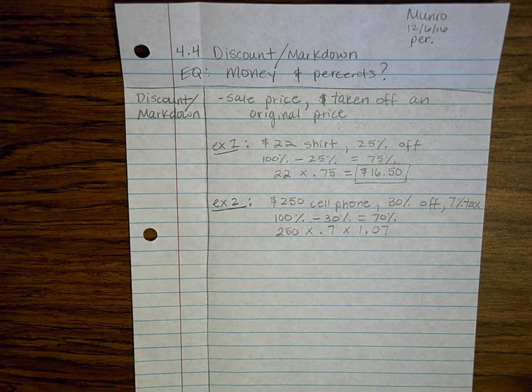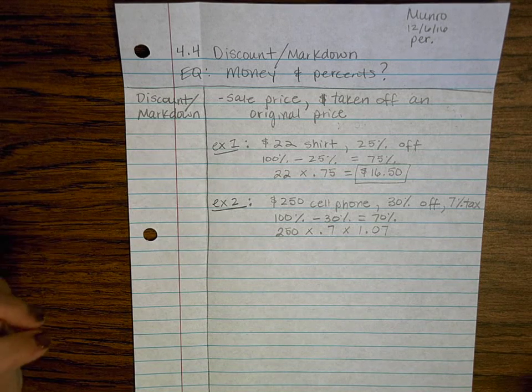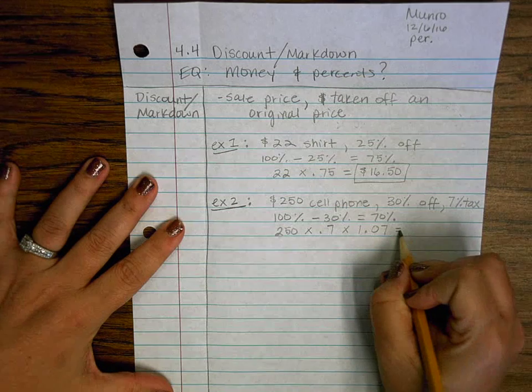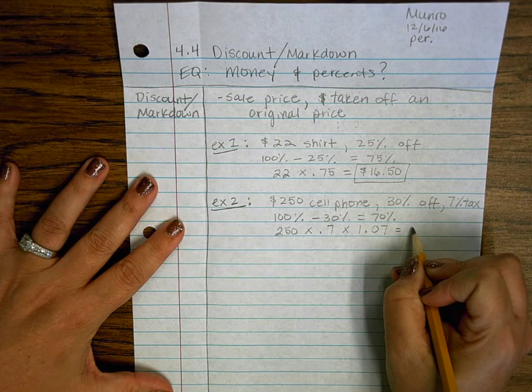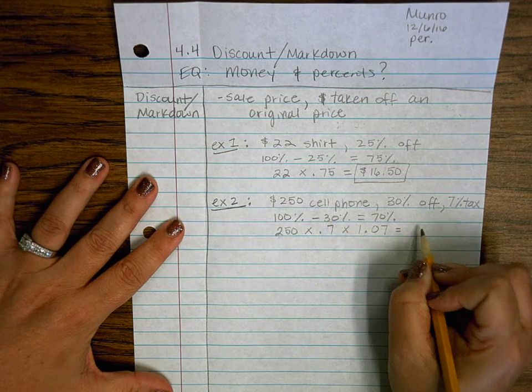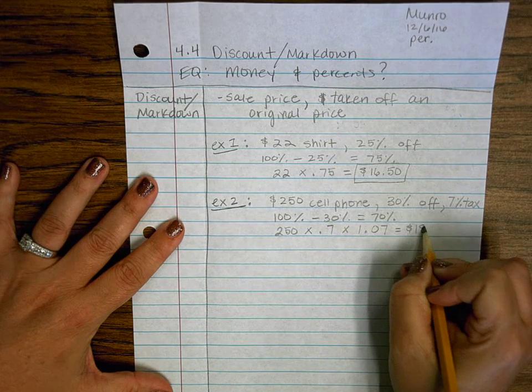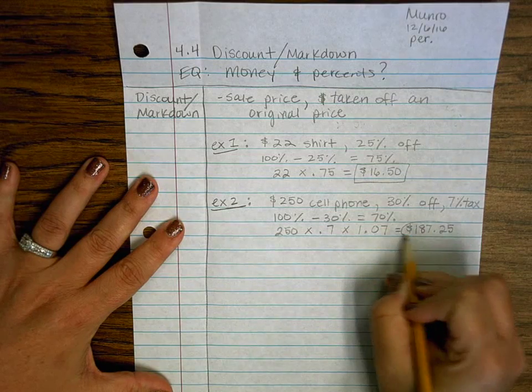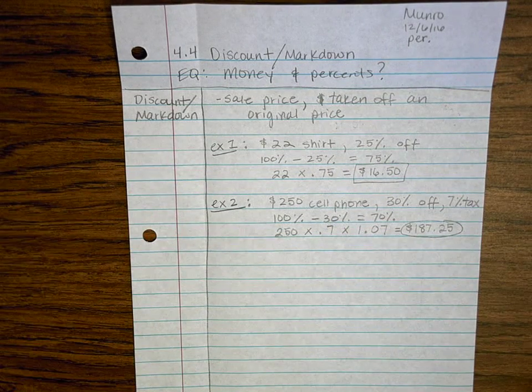Okay, so in one swoop we can do this shortcutted problem, and it should work out to obviously something less than 250, right? And this one works out to $187.25. So there you go. Get a discount on your cell phone.